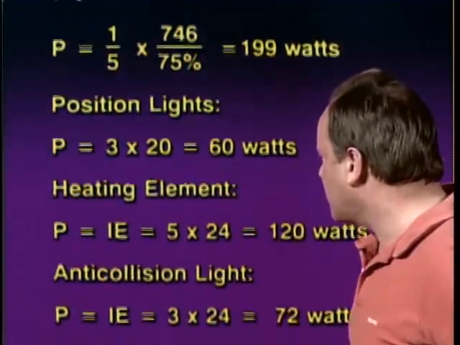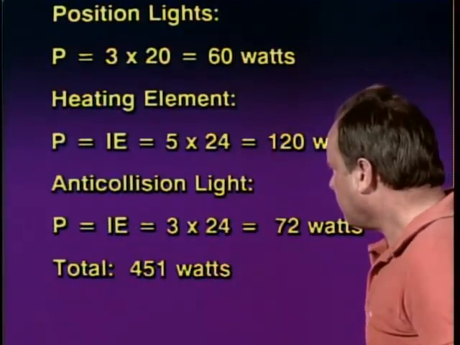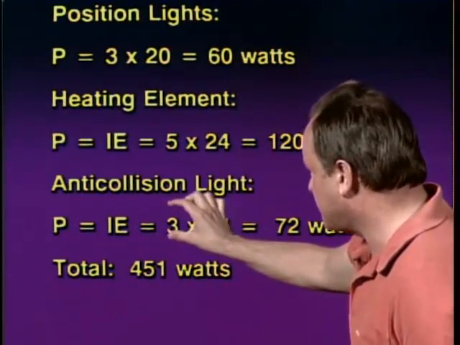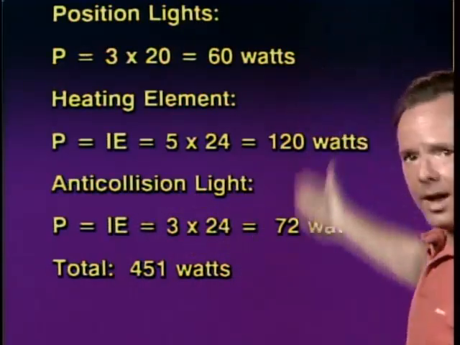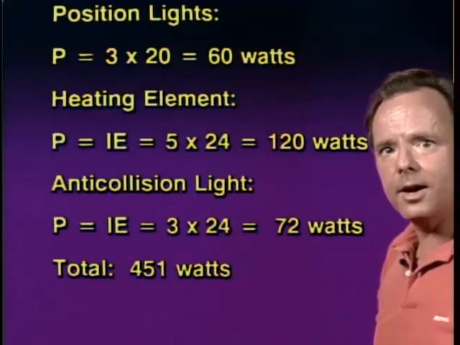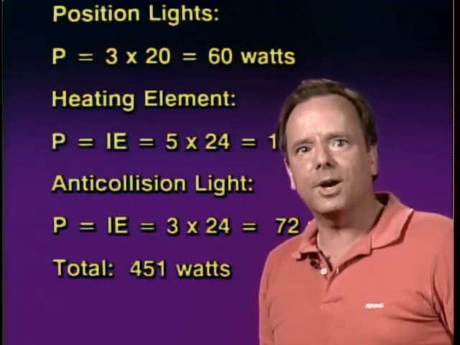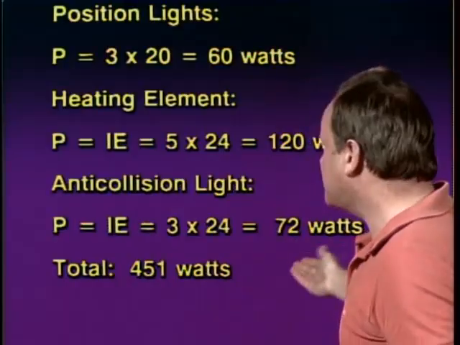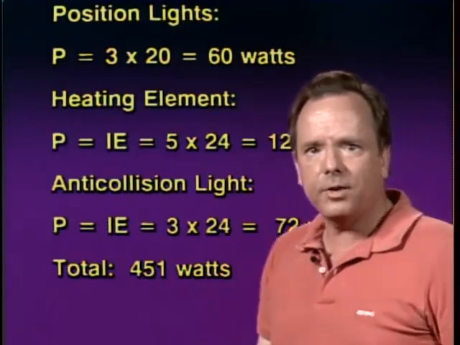All right, now let's take a look at the rest down there. The anti-collision light was 3 amps. And a 24-volt system, so we can do the same thing. 3 times 24 is 72 watts. And all we have to do is total those up. We had 199 for the motor. The position lights was 60 watts. The heating element was 120 watts. The anti-collision light was 72 watts. And the total of that is 451 watts. So if you know these formulas, you got it nailed. They're just asking you to be able to multiply volts times amps to get watts. And that's all we had to do in that particular case.